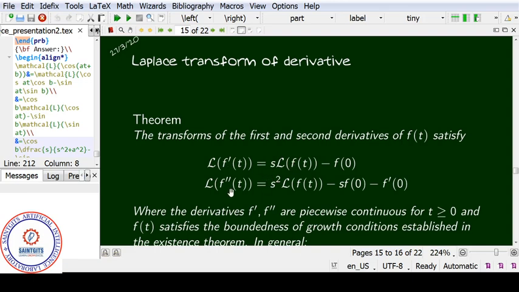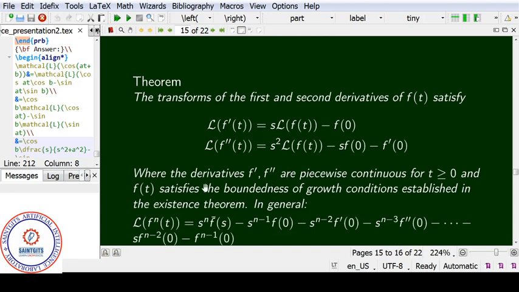In the case of the second order derivative, L of f double dash of t is equal to s square into L of f of t minus s into f of 0 minus f dash of 0. Again f of 0 is a constant, f dash of 0 is another constant. They are actually initial values. In that sense, the second order derivative is transformed into multiplication by s square. Here also we have an s term.